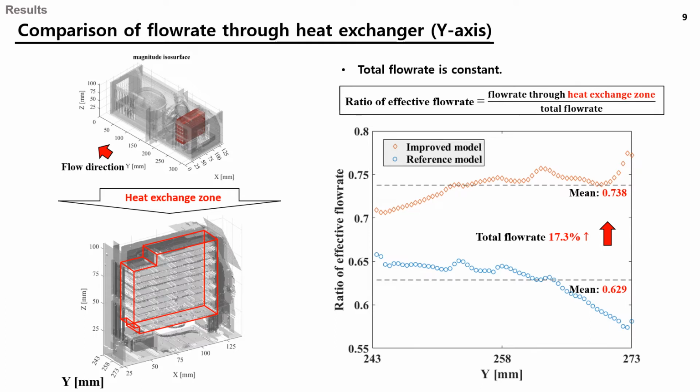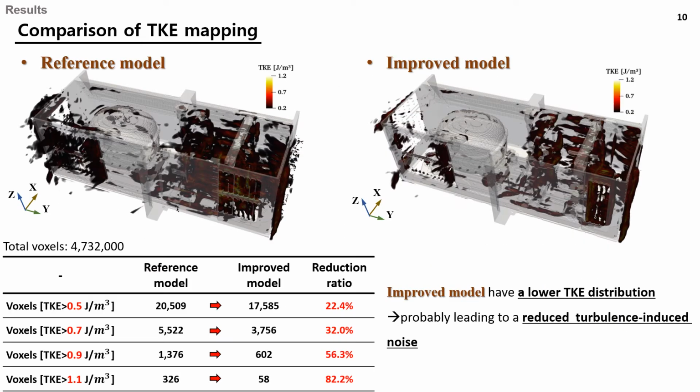Looking at the graph, it was confirmed that the total flow rate through the heat exchanger of the improved model was increased by 17.3% compared to the reference model. Here are the TKE mapping results. As you can see, the reference model, especially at the downstream of the two-stage inlet and the left side of the heat exchanger, showed relatively high TKE.